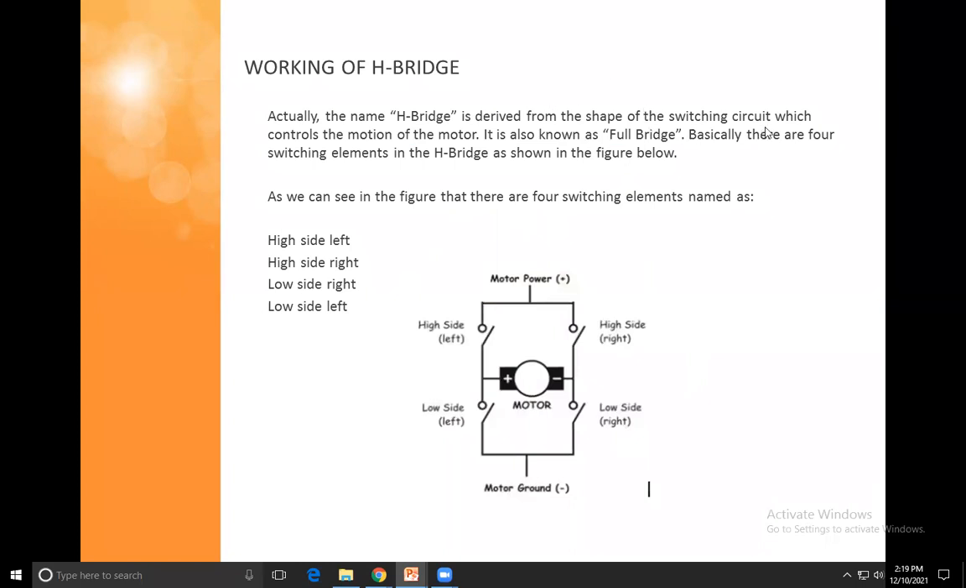The H-bridge is a derived shape of switching circuit which controls the motion of the motor. It is full-bridge based; there are four switches. I'm not just reading this. See, this is the motor. You have to connect the motor. The H-bridge means four switches are there: one, two, three, four. These are the motor switches. By using these switches, we have to rotate the motor.